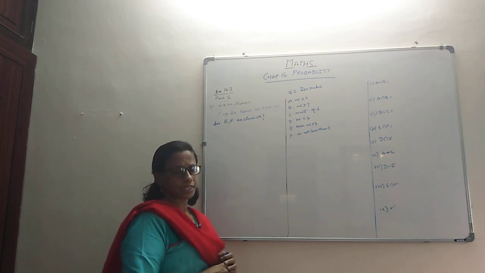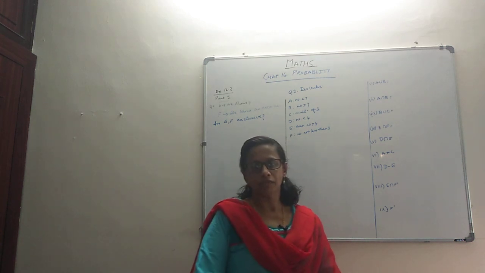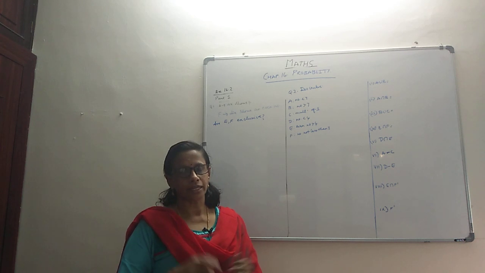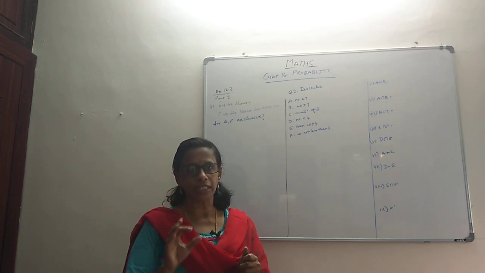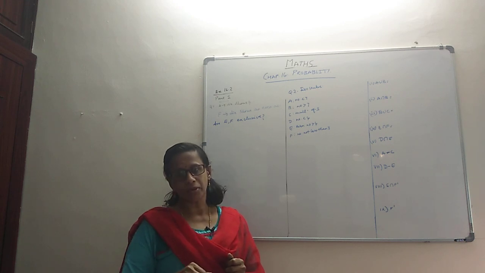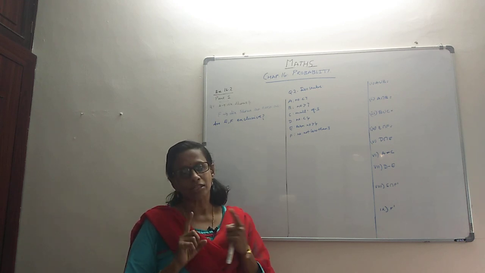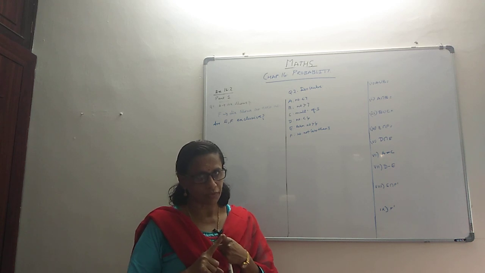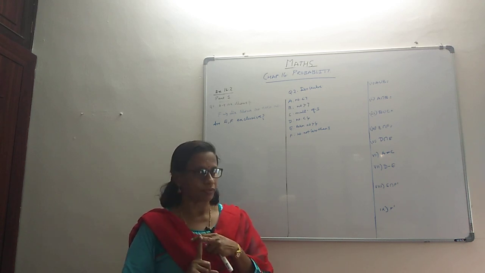We saw in the previous exercise we were just listing the events. Events are nothing new to us. We have learned it in the 10th standard, 9th standard and all that. So we have just listed the events which were given to us. Now in this exercise 16.2 we are learning two things. One is called mutually exclusive events and the other mutually exhaustive events.